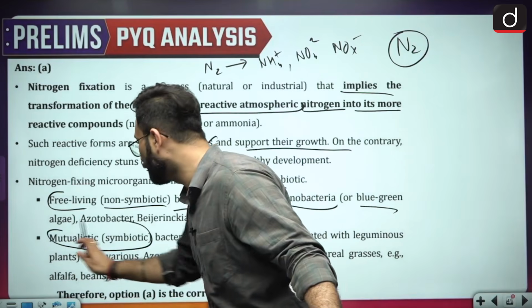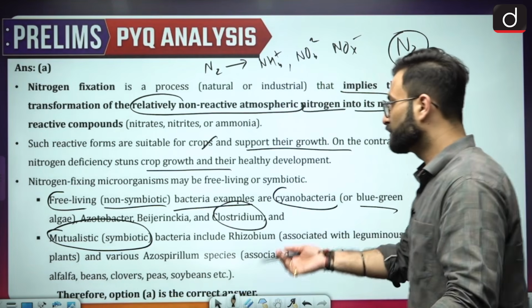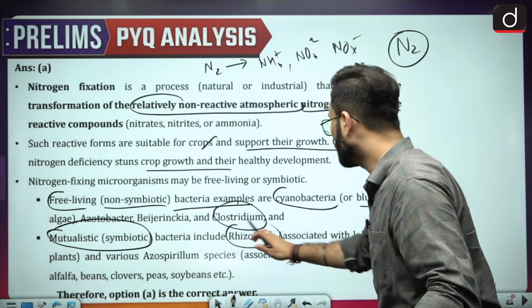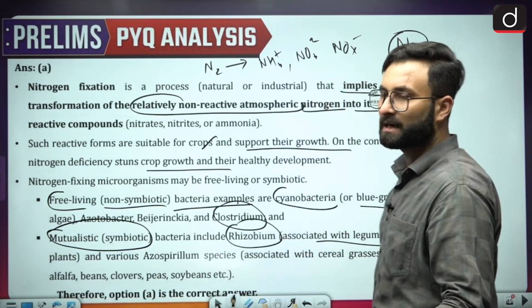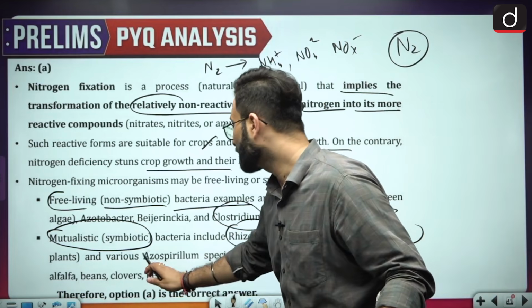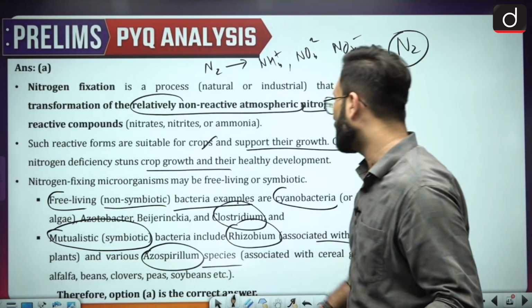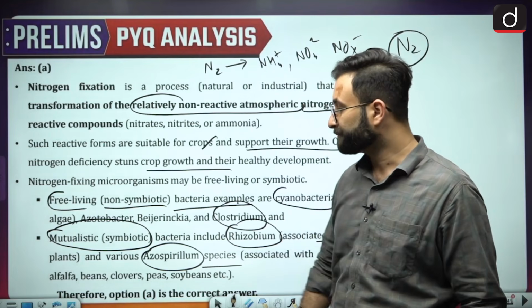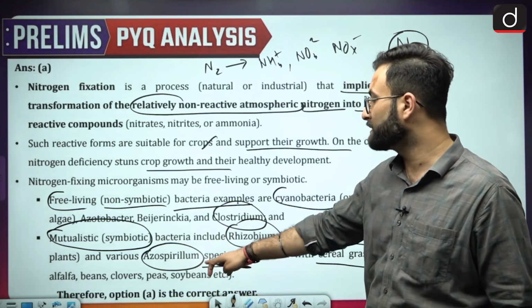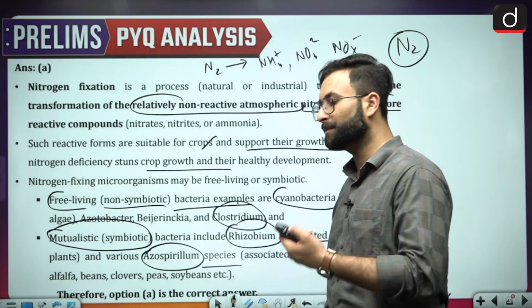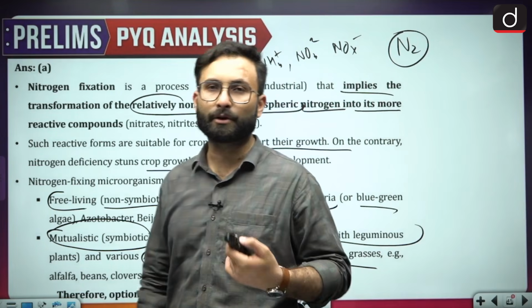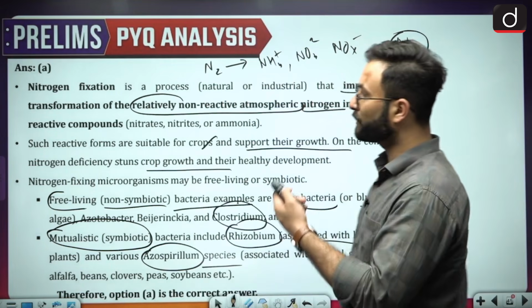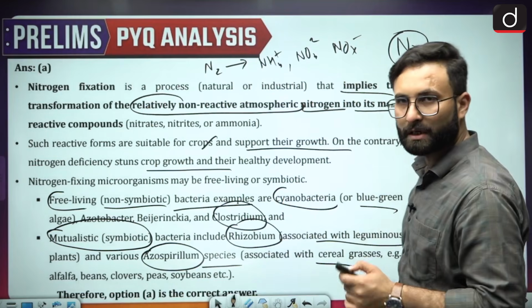That means that you have to go for the symbiotic relations. So that is Rhizobium, associated with the leguminous plants, which I have already told you. Various Azospirillum species are also associated with the cereal grasses, etc. Alfalfa, beans, clover, peas, soybean, these are also some of the plants which have nitrogen fixation properties. So that is about it. This particular slide is quite important for you.